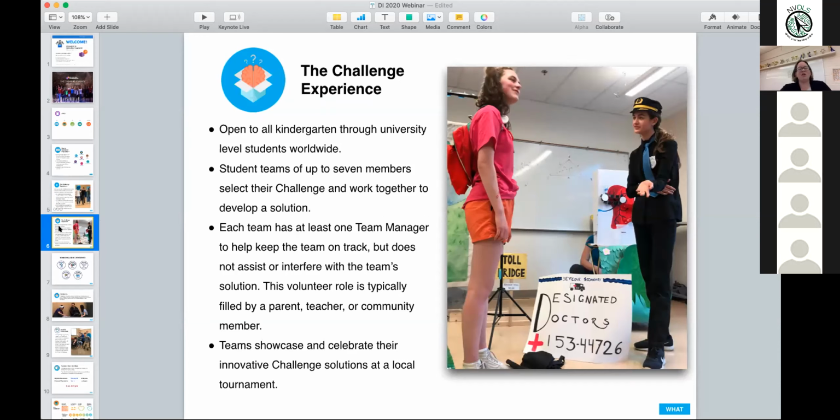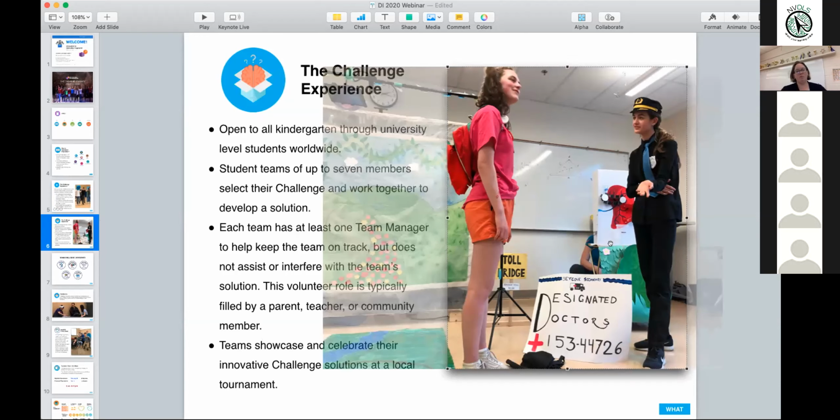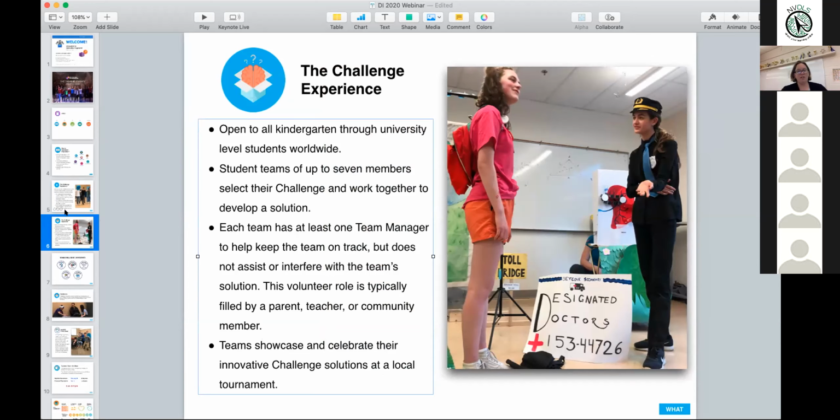The actual challenge experience is open from kindergarten to university level worldwide. So kindergarten to university level students compete in the challenge experience. And that is made up of teams. So each team is made up of up to 7 members. They choose a challenge and then they work together to develop a solution.